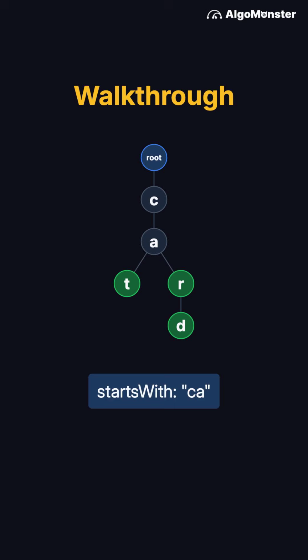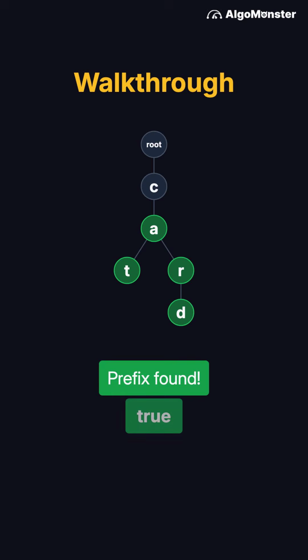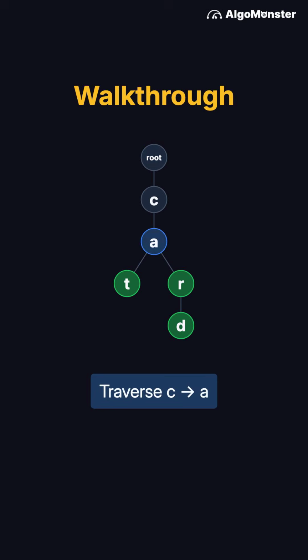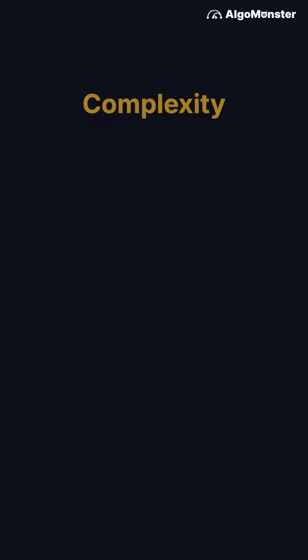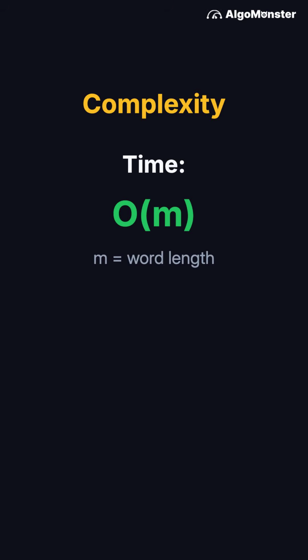Return false. Starts with CA. Move through C, then A. The path exists, and that's all we need. We skip isEnd because we only care that some word has this prefix. Return true. Search cab. Move through C, then A. Look for B. No child there, so no word begins with cab. Return false immediately.